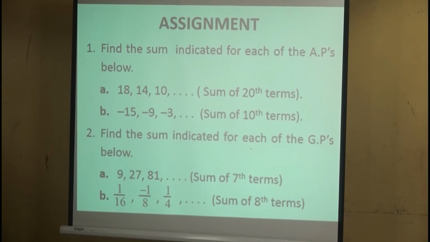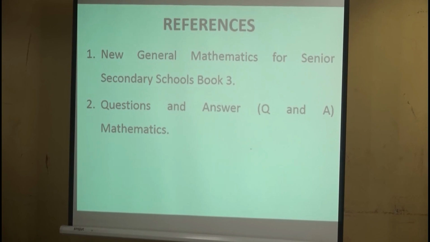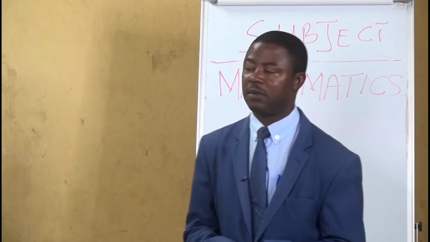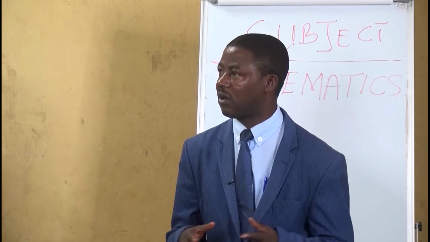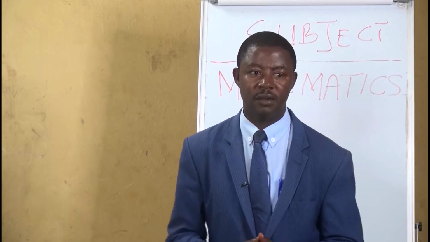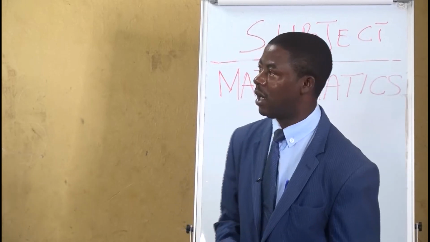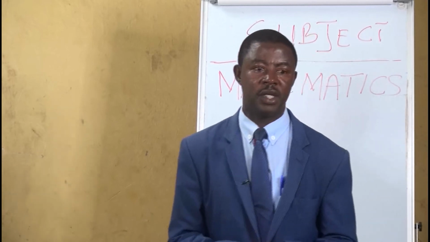And the last question, which is B, we have 1 over 16, minus 1 over 8, 1 over 4. We are expected to find the sum of the first 8 terms of the GP. As you practice, you will get used to it and it will be part of you, and you will be able to tackle any problem you are posed with in your forthcoming examination.